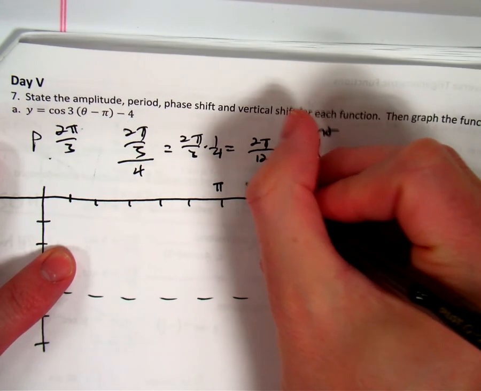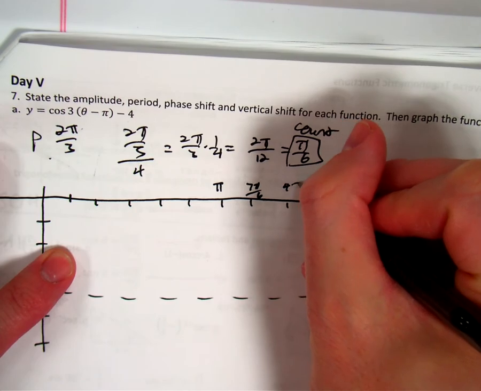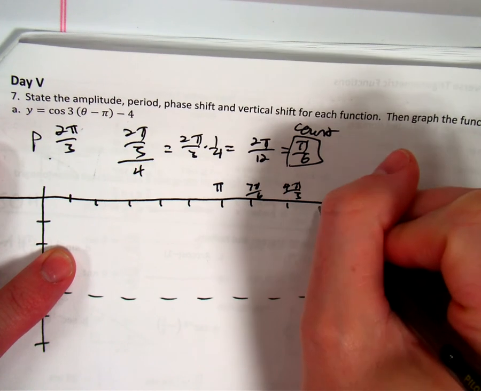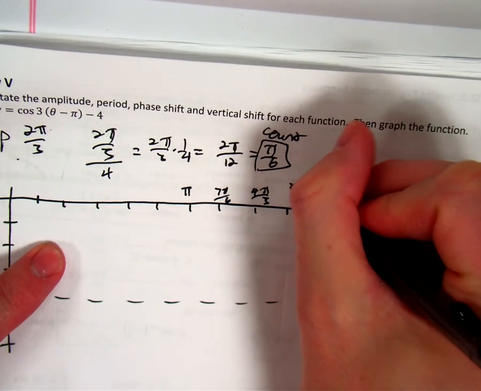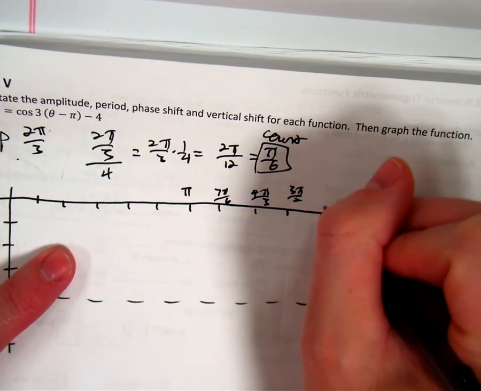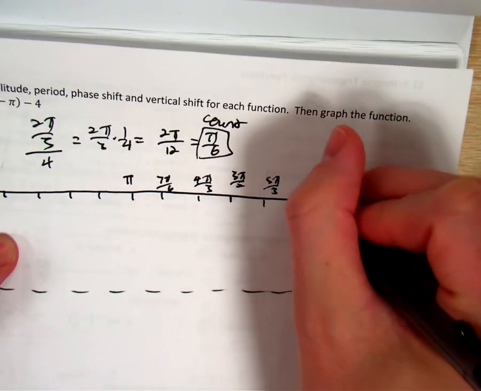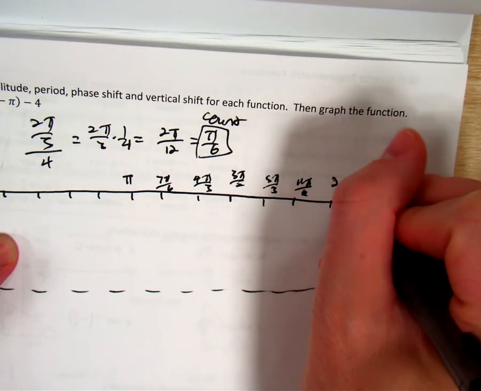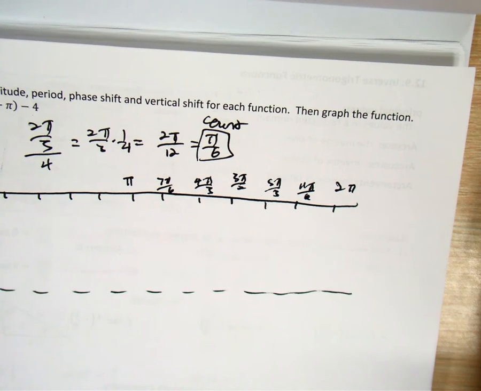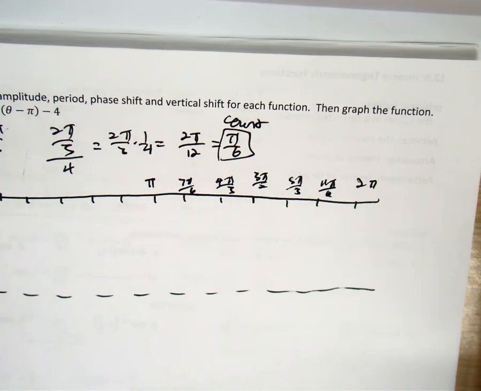Just a little shortcut. 7 pi over 6. 8 pi over 6 is going to be 4 pi over 3. 9 pi over 6, 3 pi over 2. 10 pi over 6, 5 pi over 3. 11 pi over 6 doesn't reduce, and 12 pi over 6 is 2 pi. All right, that's quite a few. I don't think we're going to need all that many, but we'll see.